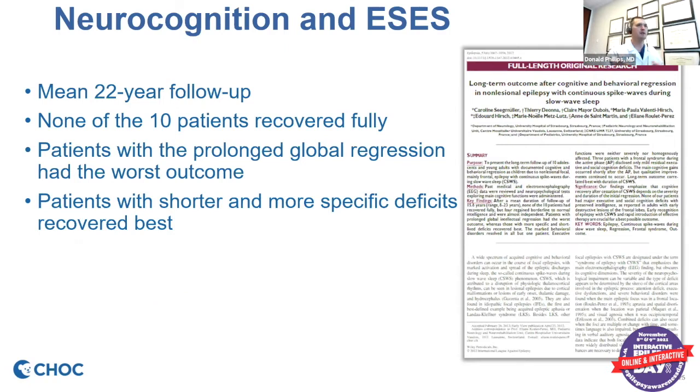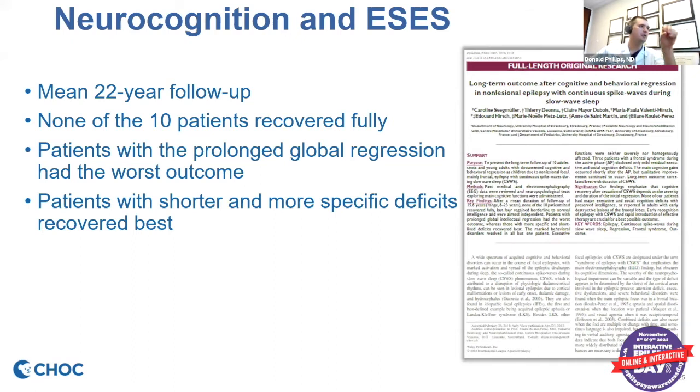So this was a study in epilepsy. It looked at only 10 patients, but it looked long-term. So the average duration of follow-up was 22 years. So they followed the patients for at least 22 years. All of the patients had ESES, and all of the patients were treated to some degree.